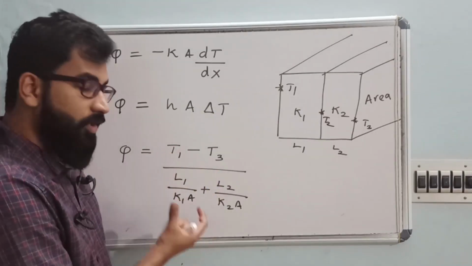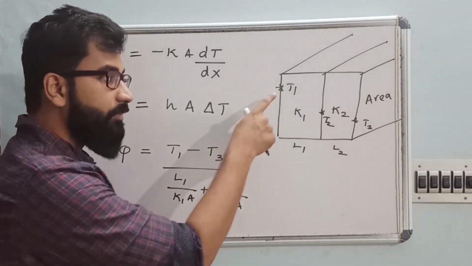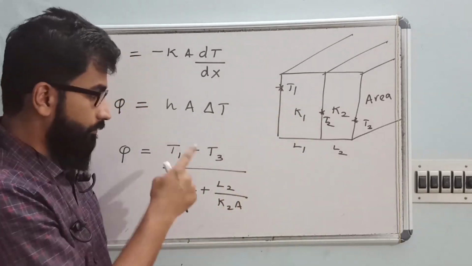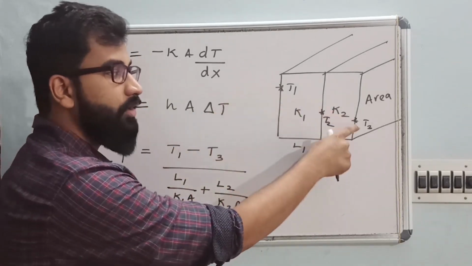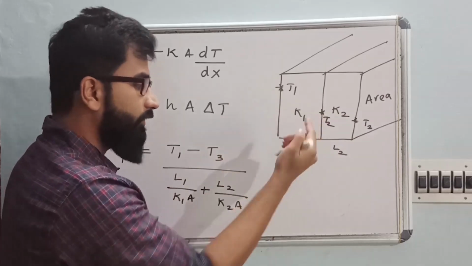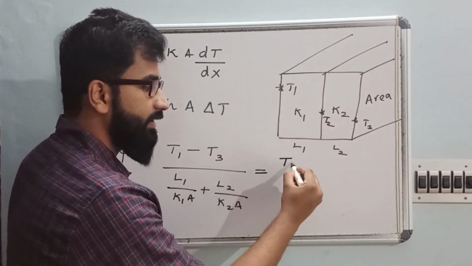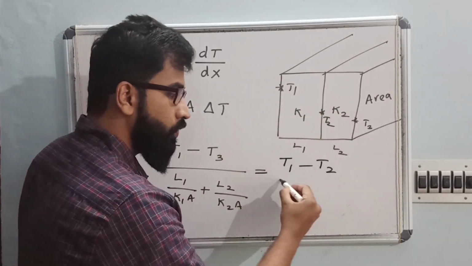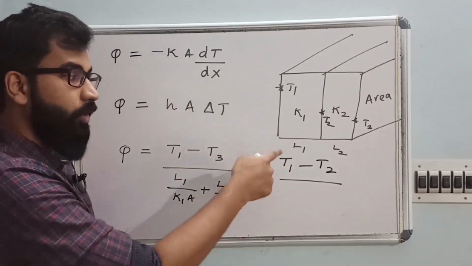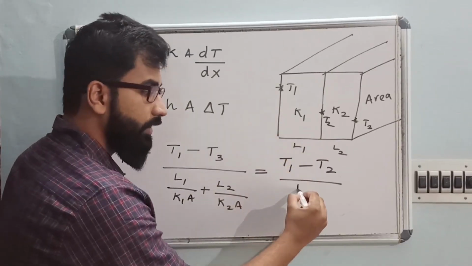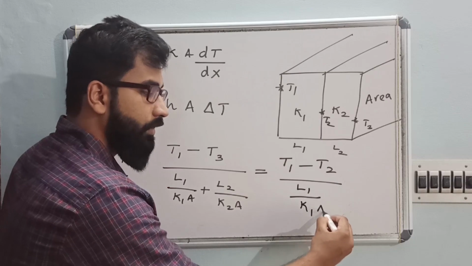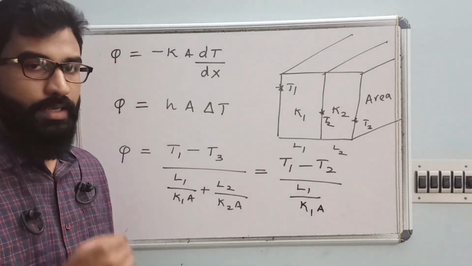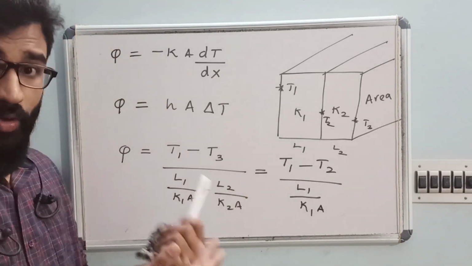The same value of heat transfer will be happening from T1 to T2, right? Because whatever heat is transferred from T1 to T3 is initially transferred from T1 to T2. So this equation we can write as T1 to T2, the same heat is transferred. So what is the resistance between T1 and T2? It will be L1 by K1A. Clear? So this is our logic. I hope this is understood.